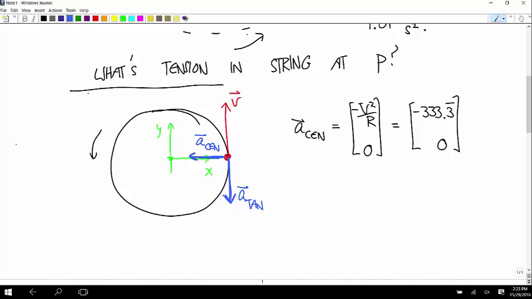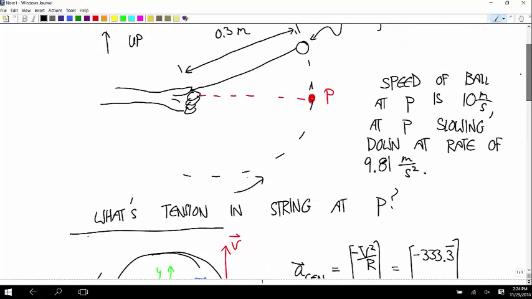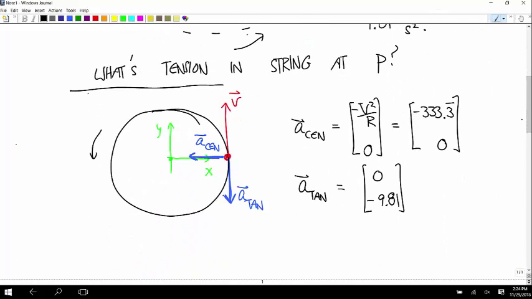So the tangential acceleration, is that in the positive y or negative y direction? Negative, so the tangential acceleration is 0 x, negative y component. No, it doesn't. It says it has to be negative 9.81, right? Because it says the rate that it's slowing down is 9.81.